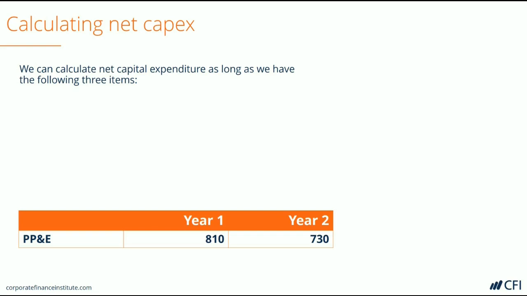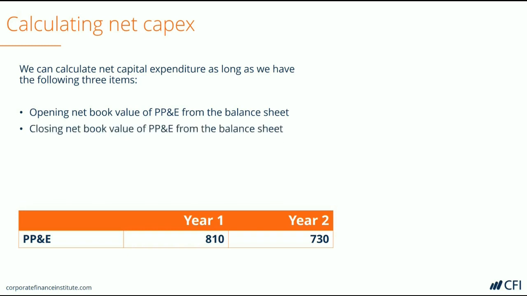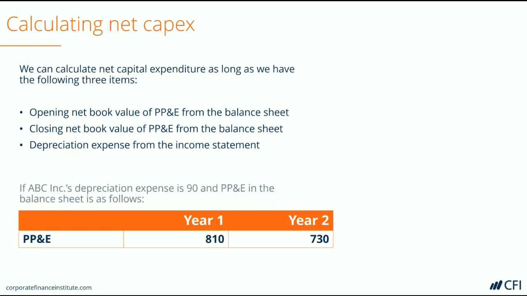Let's look at how to calculate net capital expenditure if we don't have a cash flow statement. All we need is the following three items: the opening book value of property, plant, and equipment, the closing book value of property, plant, and equipment, and depreciation expense on the income statement.